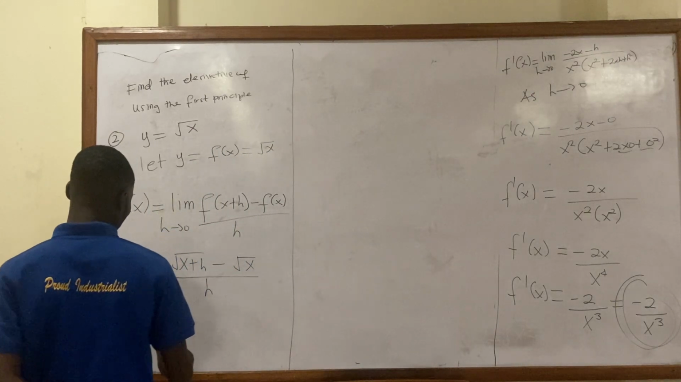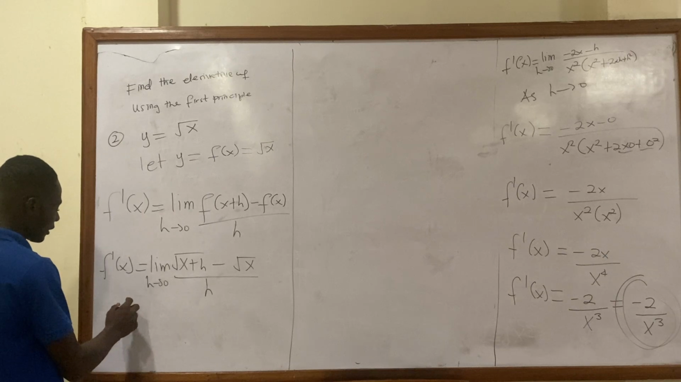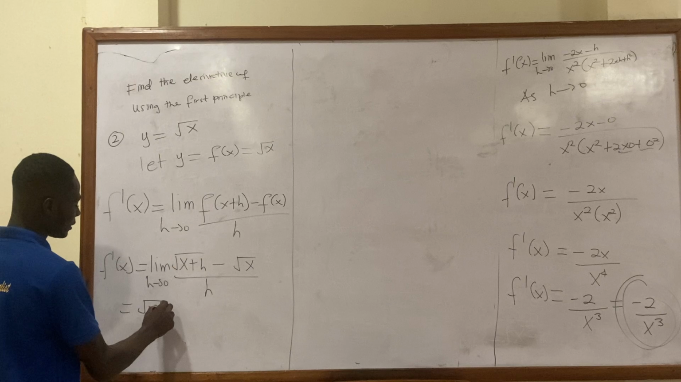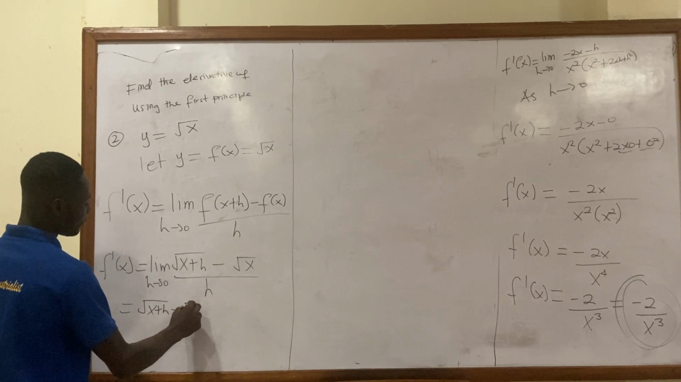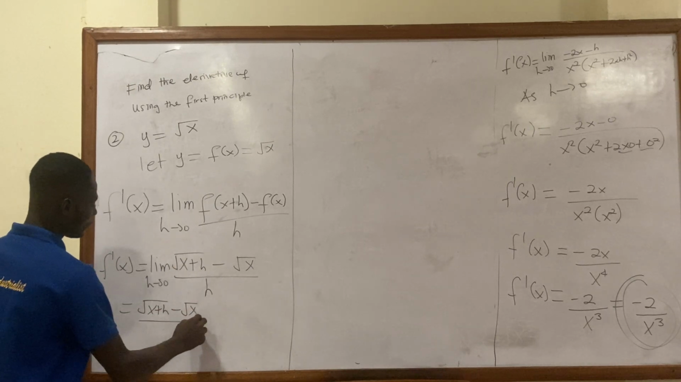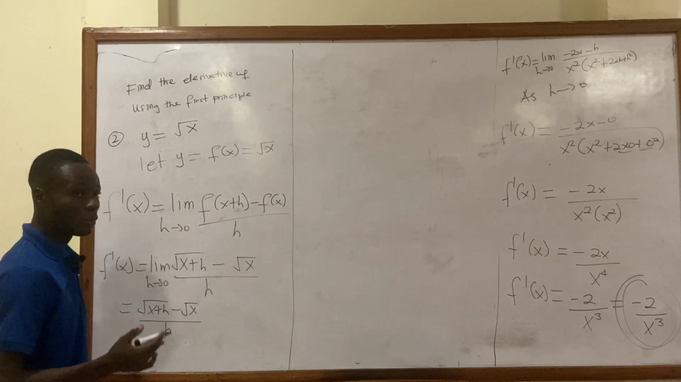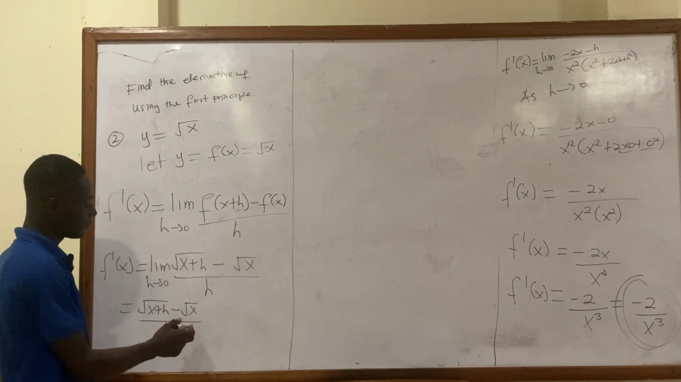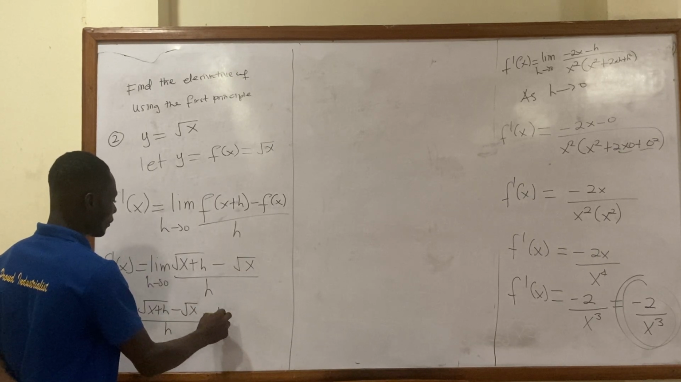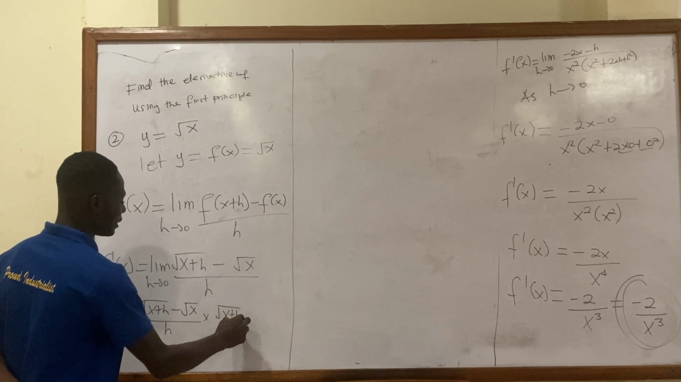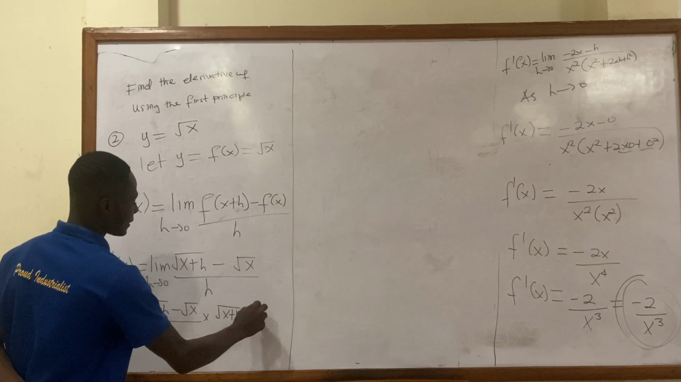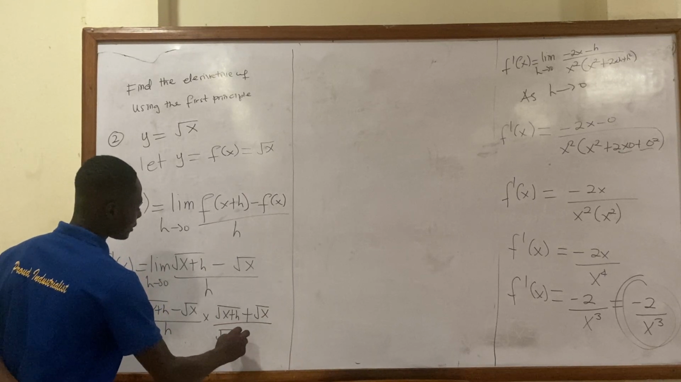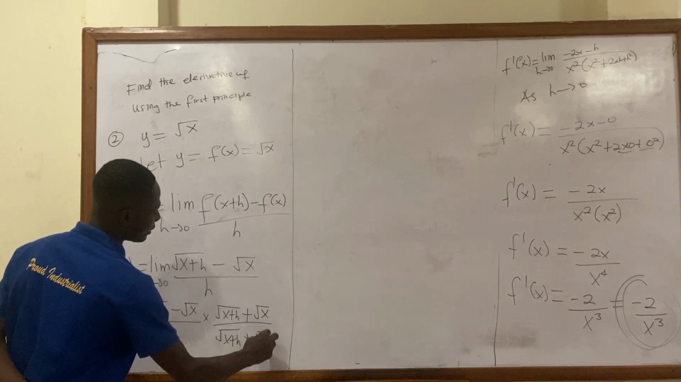So we have to simplify this further, and then we have root of x plus h minus root of x over h. The rule of rationalization says if it's negative, it changes to positive. So we have times root of x plus h plus root of x over root of x plus h plus root of x.